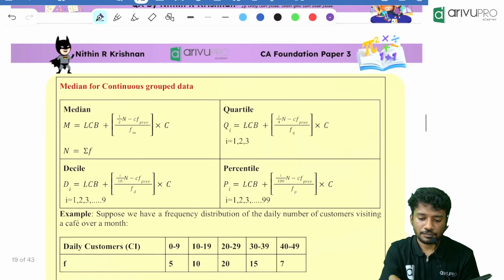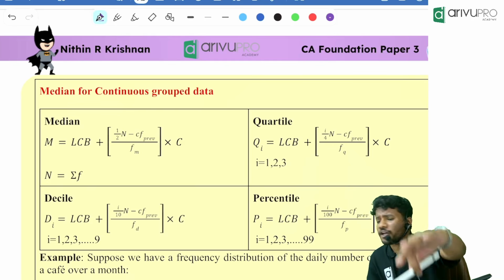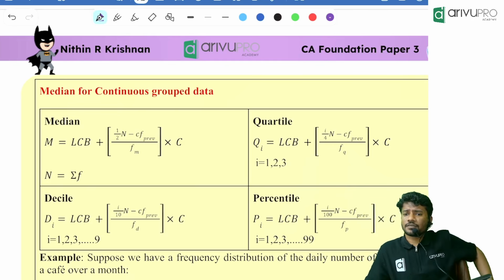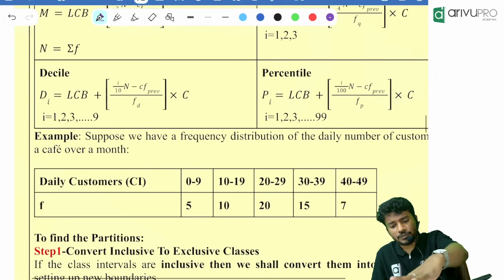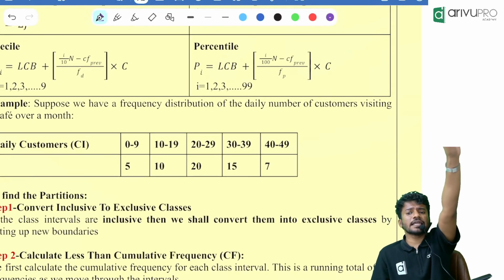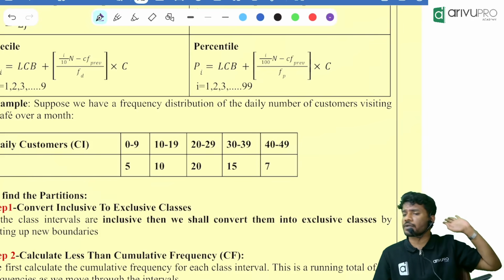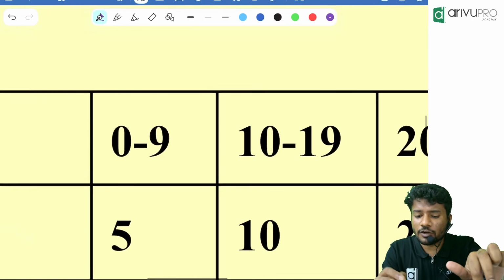Look here. Median for continuous group data. What do you mean by continuous group data? Class intervals will be there. Now, I'll teach you two things right now. There is something called inclusive classes and a second thing called exclusive classes. Inclusive classes means there will not be any overlapping.